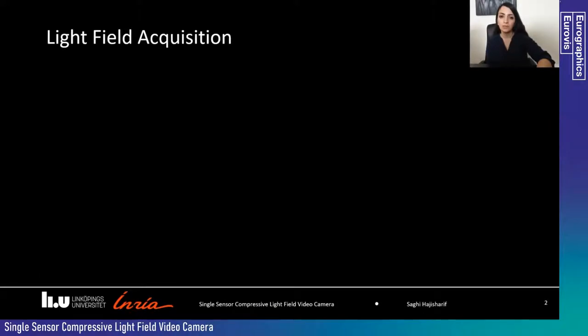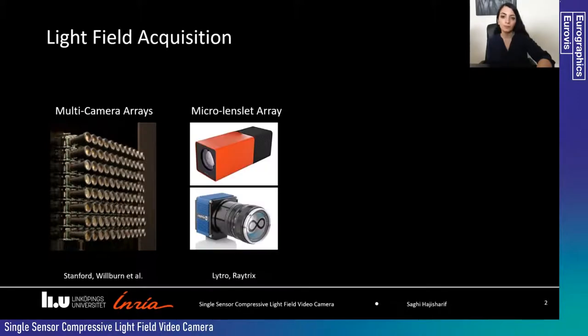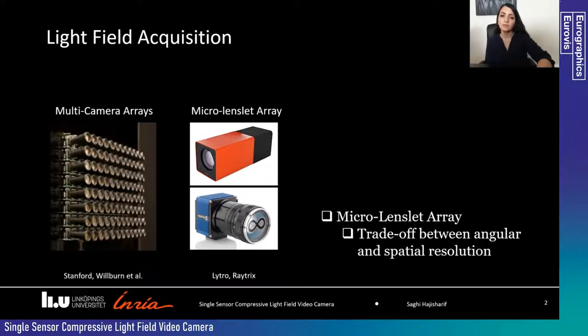There are a variety of techniques for capturing the angular information in a scene. For instance, by using multiple cameras, as in this setup by Stanford University, or by placing an array of microlenses in front of an ordinary 2D sensor, as has been done in Lytro and Raytrix cameras. However, multi-sensor cameras lead to bulky, expensive, and impractical setups, while microlens approaches sacrifice spatial resolution for angular resolution.